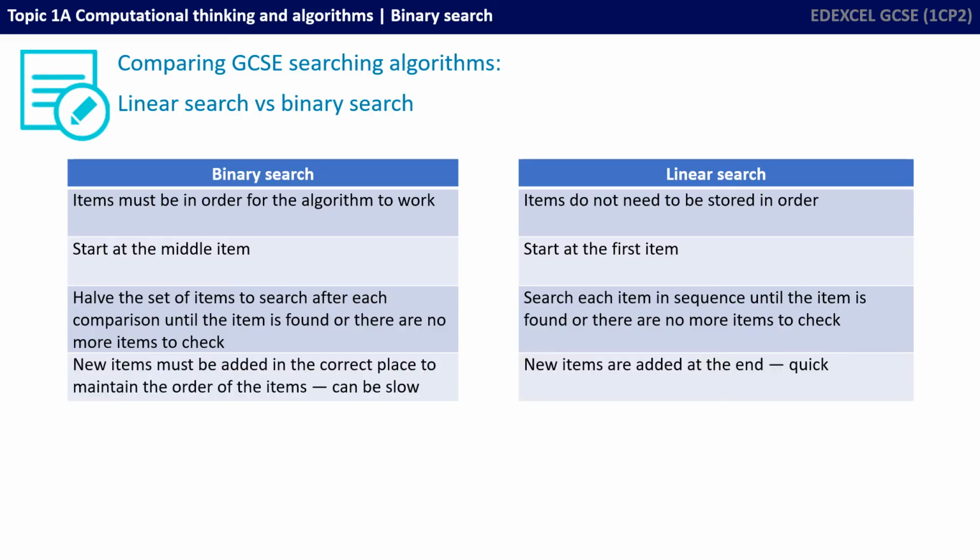With a binary search, new items must be added in the correct position in order to maintain the fact that the items need to be in order, and this can be slow. But with a linear search, new items can simply be added to the end, which is nice and quick.